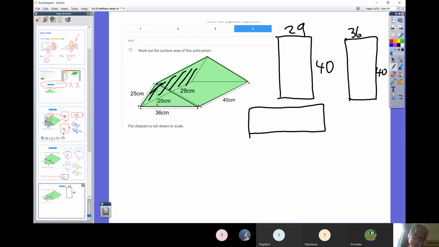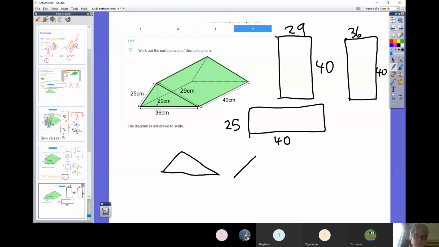Now, you just have to be careful here. That's got a base, that length there, which is 40, and then a height of 25. Okay, so those are our 3 rectangles. You just have to picture yourself walking around the shape. And then we've got these funny triangles on the end, both looking like this. So that's 36. The perpendicular height is 20 for both of those.